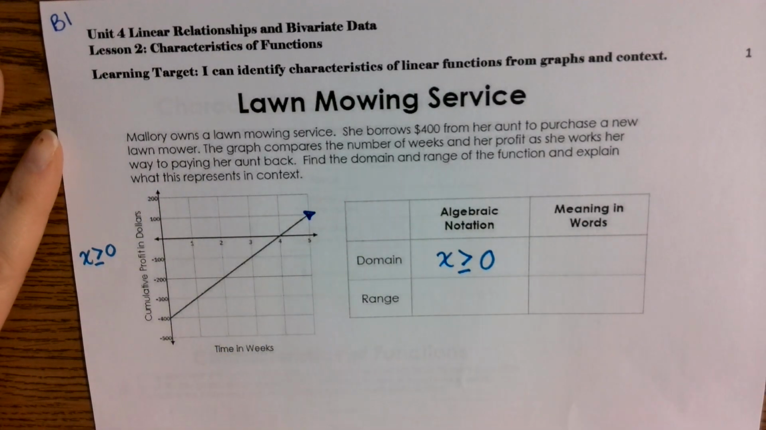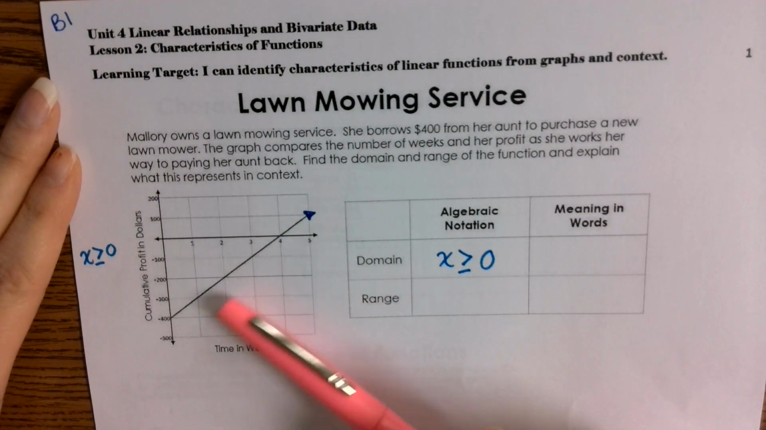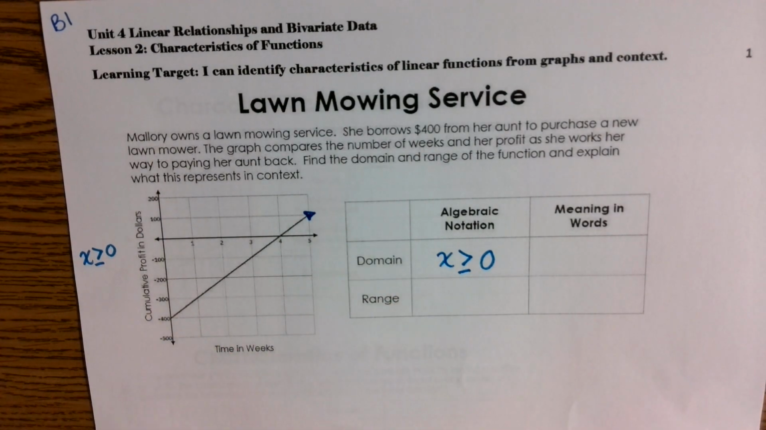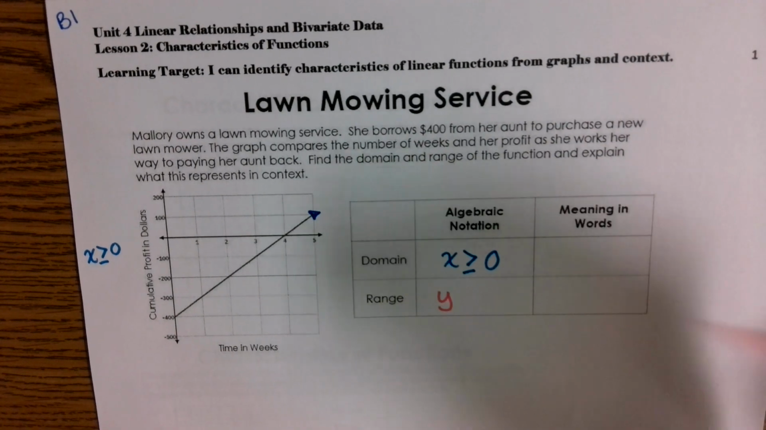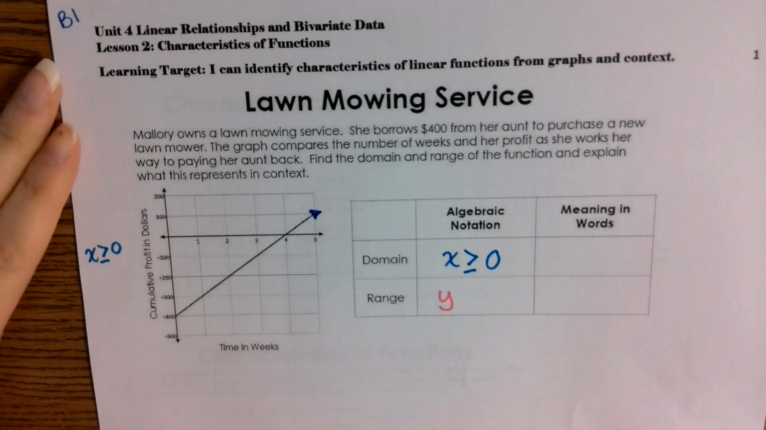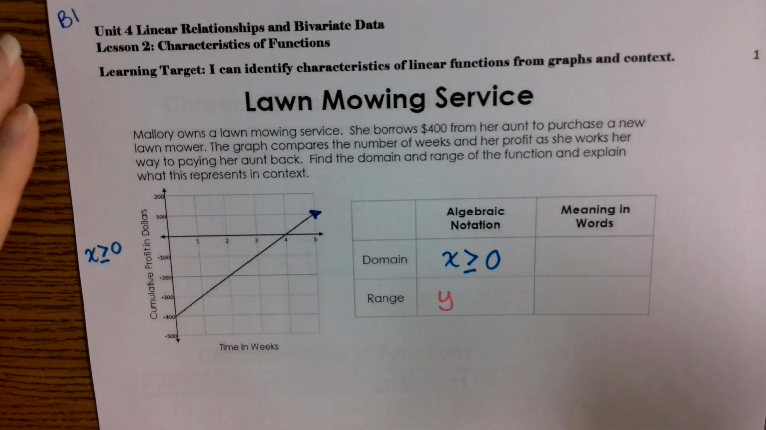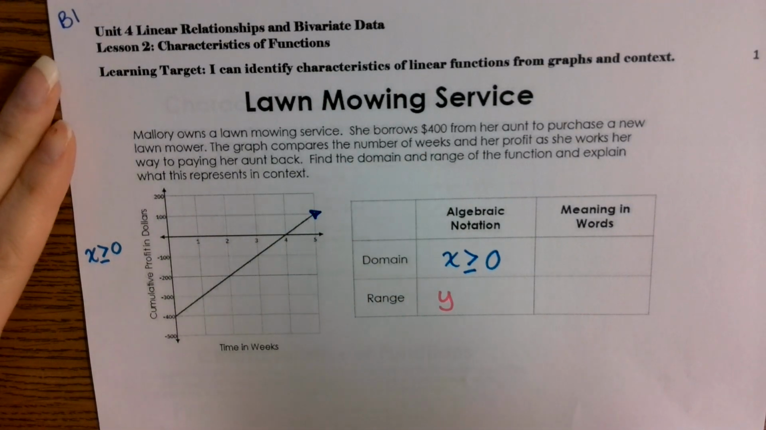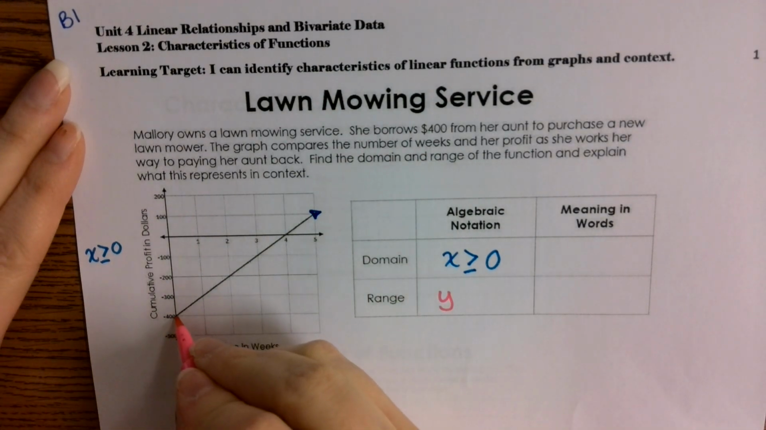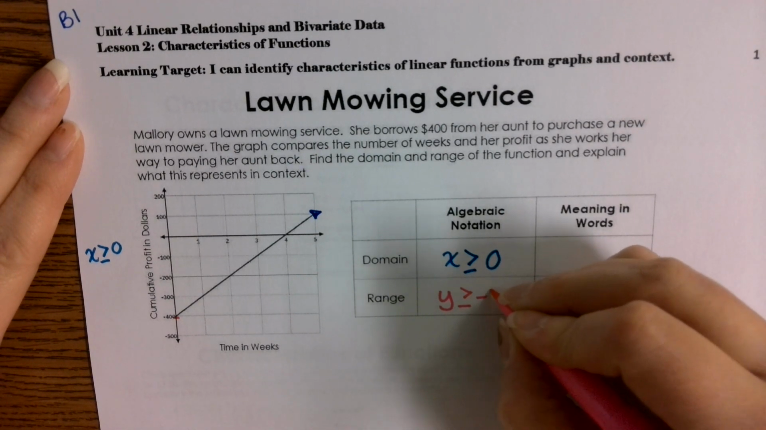Our range, the lowest point that our range is going to start on, which is our y, the lowest point that our y is going to start at is what value? Looking at our graph, what's the lowest point that our y is going to start at? Jeffrey? Negative 400. Okay, so I know that it has to be greater than or equal to negative 400.